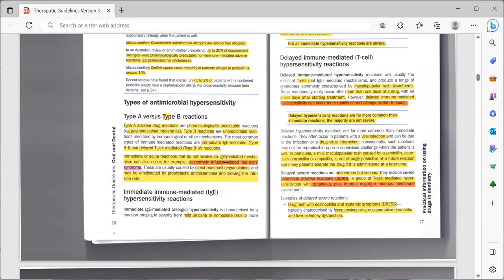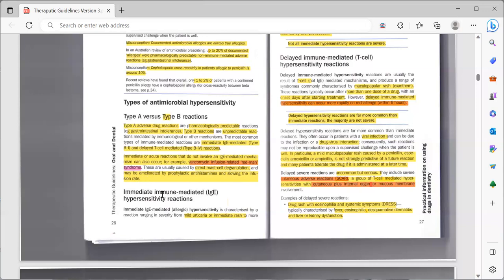You know, these IgE-mediated or T cell-mediated reactions do have a certain mechanism for how they happen, like certain enzymes released that act on other things, and that's how the reaction happens. But this vancomycin infusion-related syndrome does not involve this mechanism. It just directly acts on the mast cells, which release histamines, and may be ameliorated by prophylactic antihistamines and slowing the infusion rate.